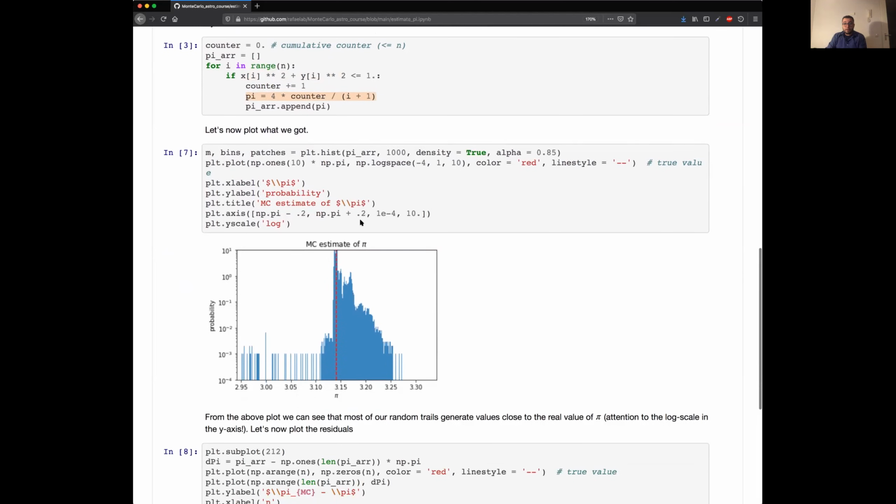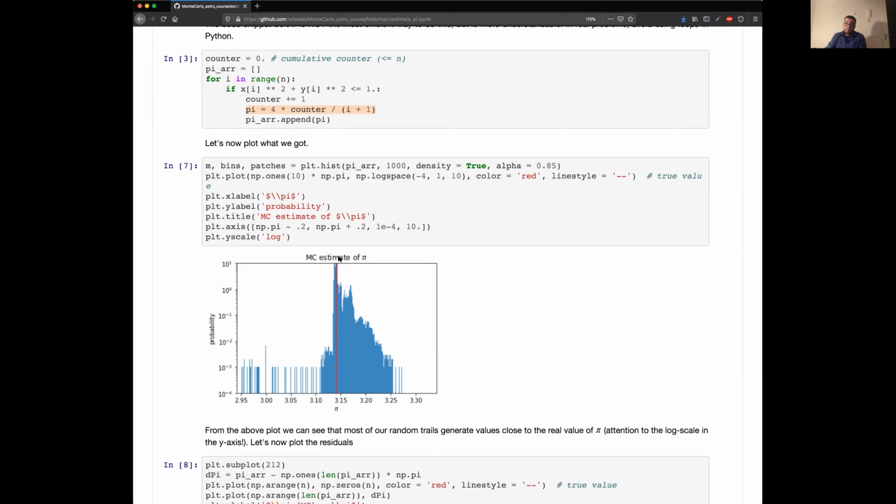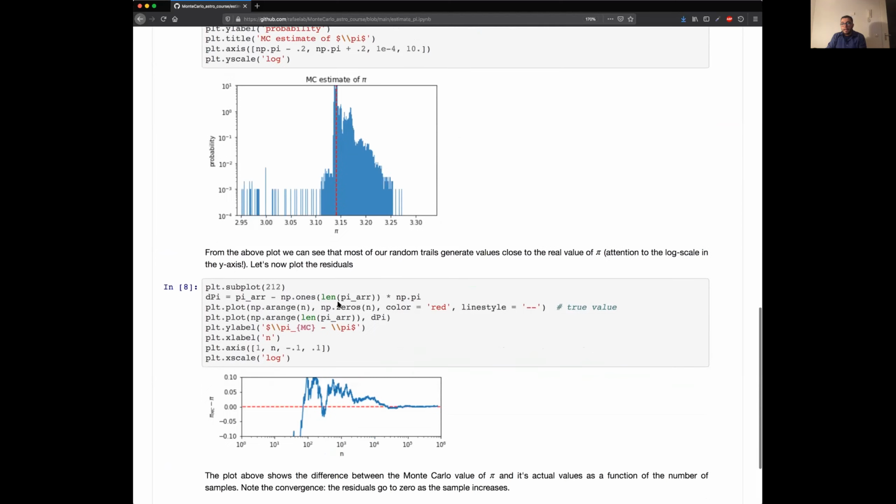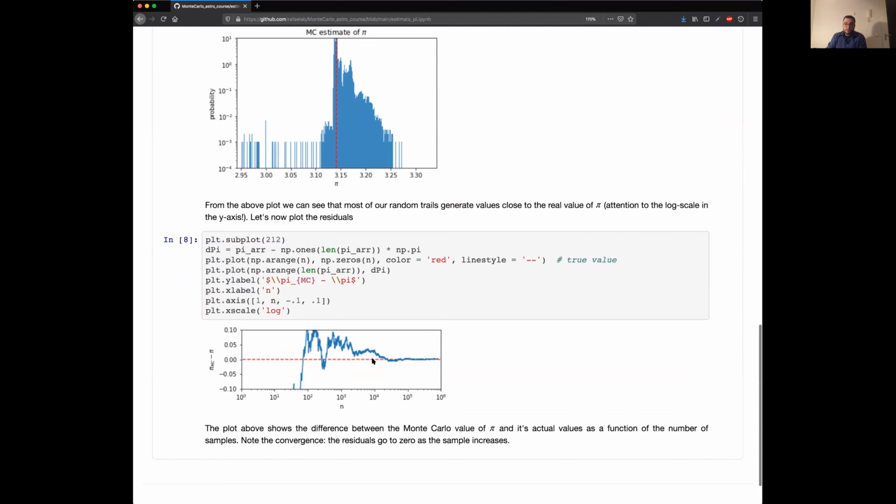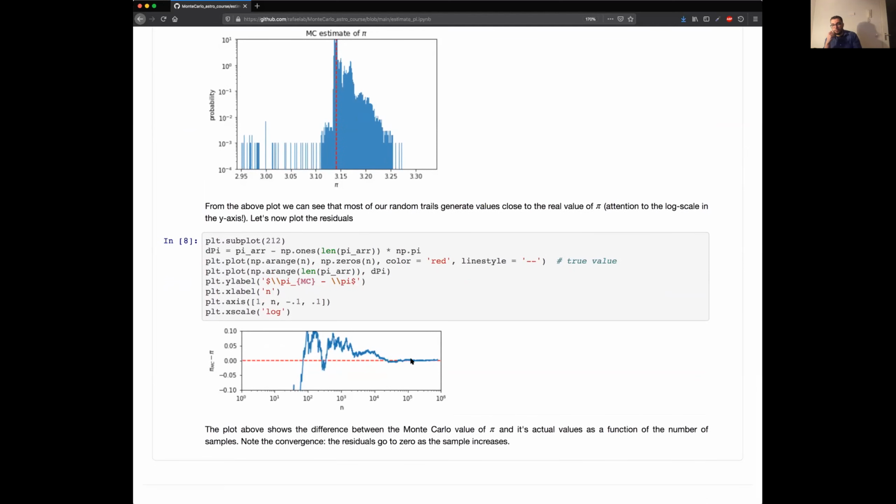And if we just plot it, you see that this is the actual value. You see that most values, the peak is really close to the actual value that we have. And the convergence takes place in about 20,000 iterations or so for a sample of 20,000.